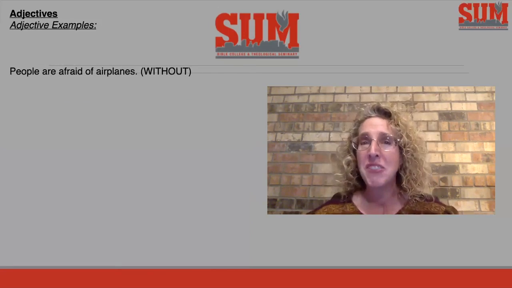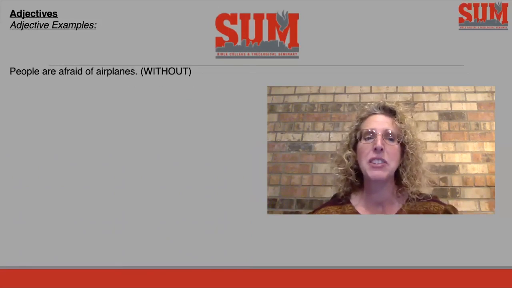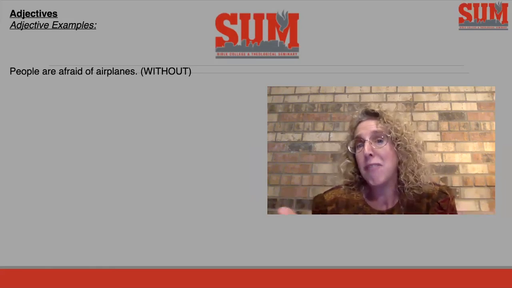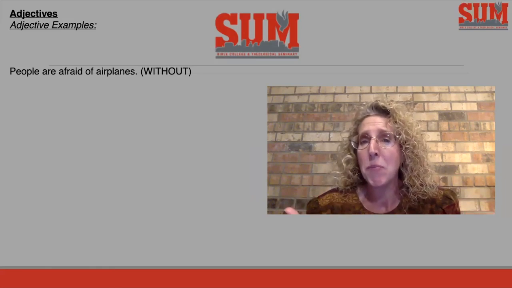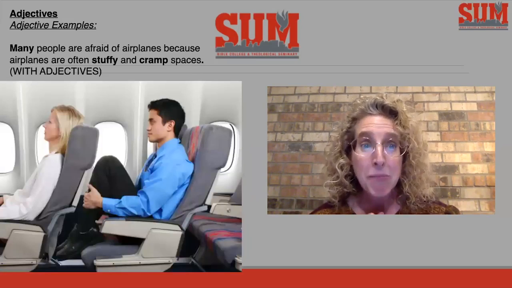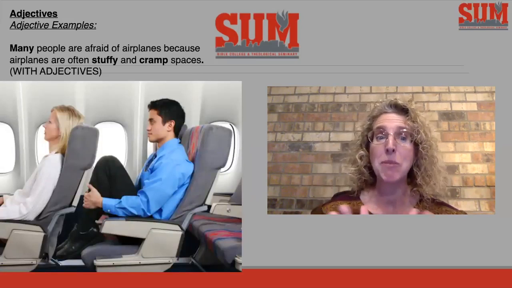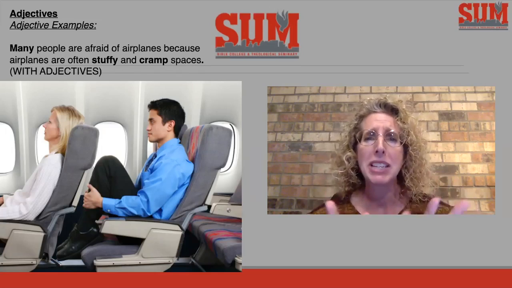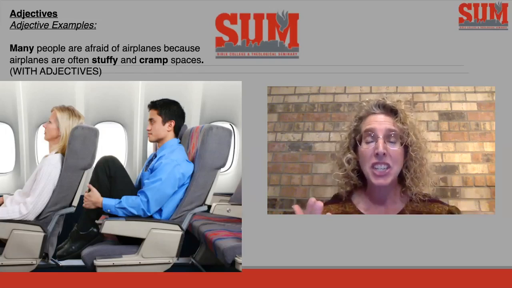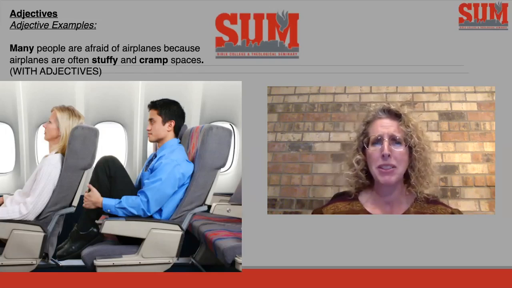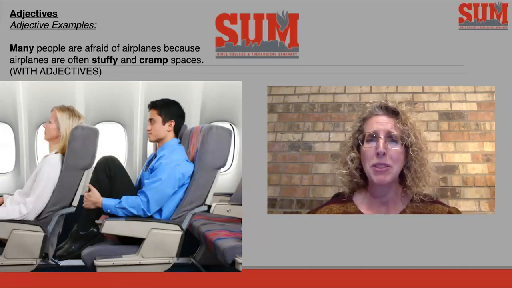Here's another adjective example. I've taken out the adjectives. People are afraid of airplanes. So it's not very descriptive. It's not giving me a lot of information, but look what happens when I add adjectives. Many people are afraid of airplanes because airplanes are often stuffy and cramped spaces. The adjectives: many, letting me know about the people; stuffy, describing the space; cramped, describing the space.